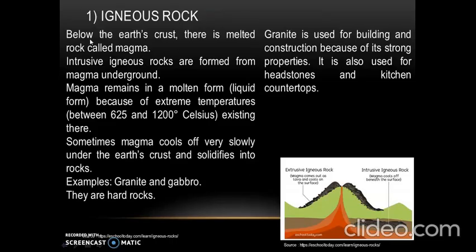Now we will find out what is igneous rock. Below the earth's crust, there is melted rock called magma. So intrusive rocks are formed from magma which is underground. And this magma remains in a molten state, that is in liquid form, because of the high temperature which ranges from 625 to 1200 degrees Celsius. And sometimes this magma cools off very slowly under the Earth's crust and it solidifies into rock.